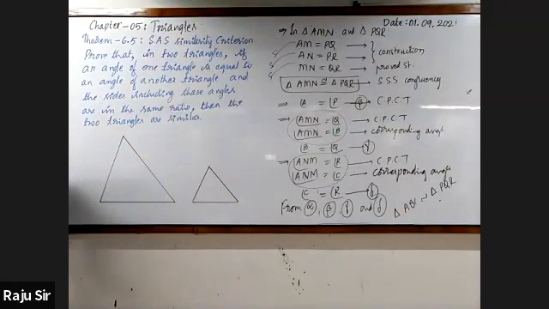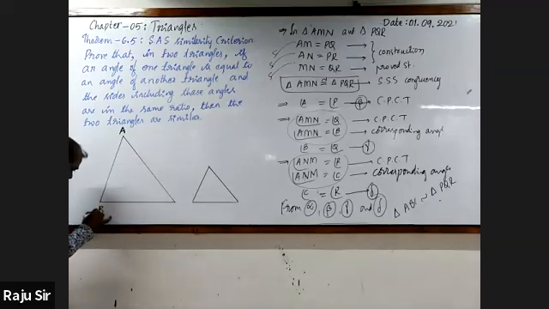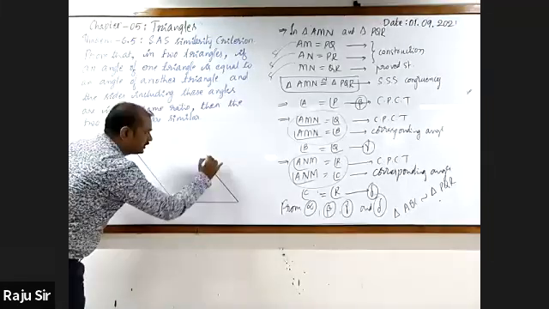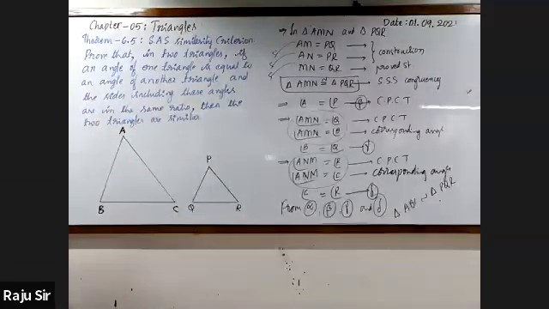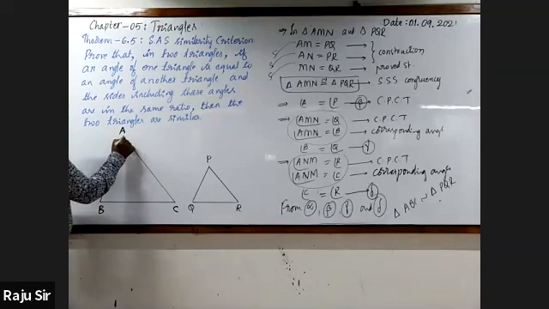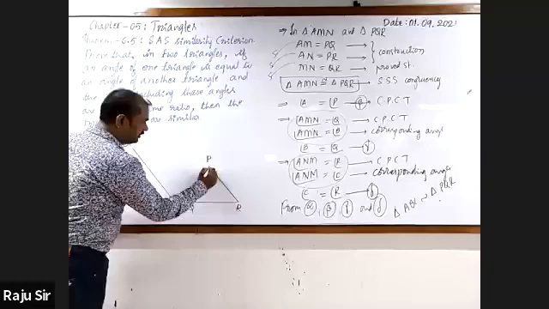Have you drawn? Name the triangle. First one is ABC. Second one PQR. Take any angle. I'll go for taking the vertex angle only. This is angle A. This is equal to angle P.